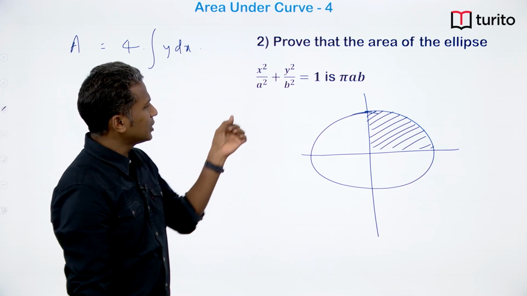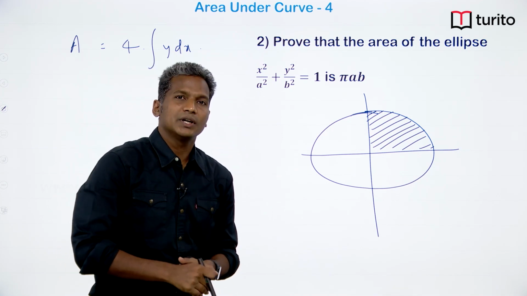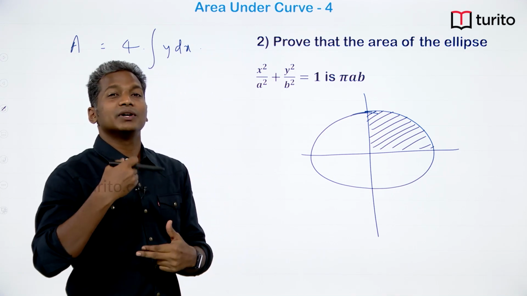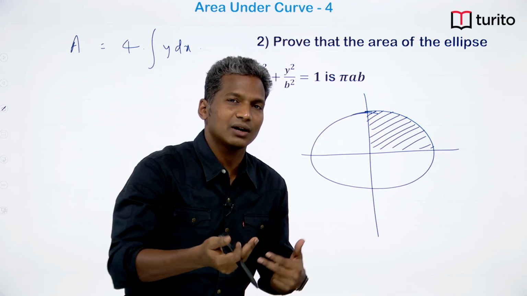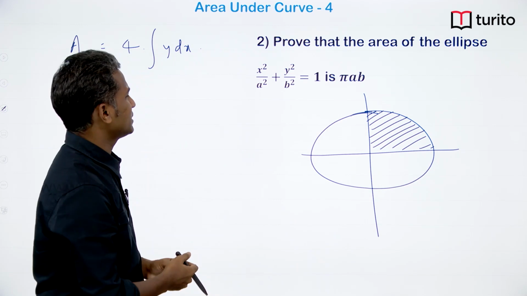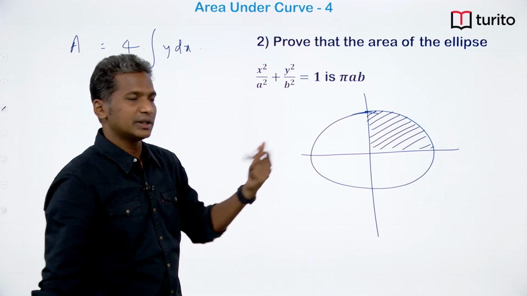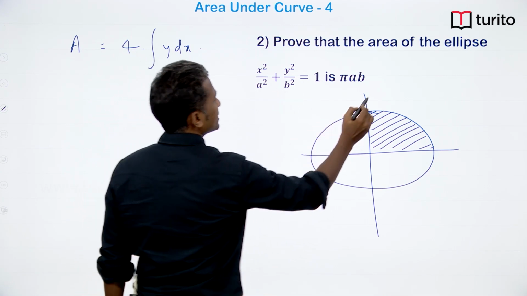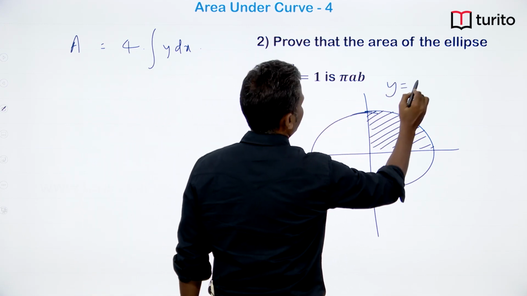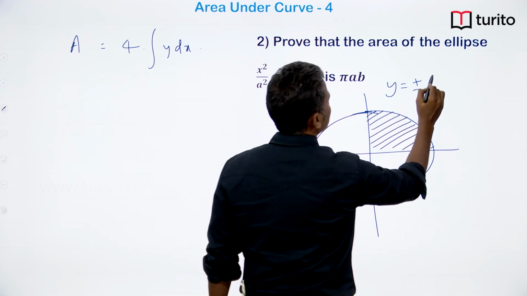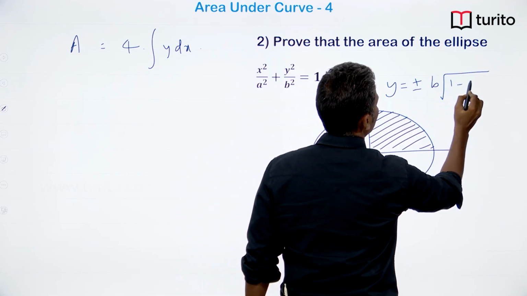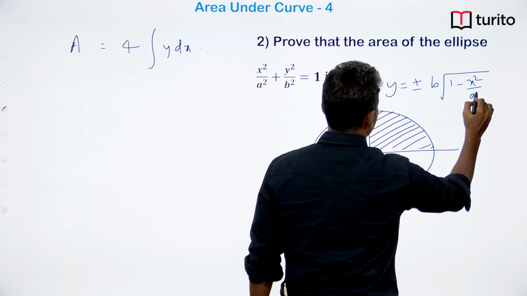Now, what about the function of y? The expression for y as a function of x, we have to derive and use it. So, what about that expression? Can we take plus or can we take minus? That depends on the first quadrant. So, let me just get an expression here. So, when I write y, I will get plus minus b into root of 1 minus x square by a square.